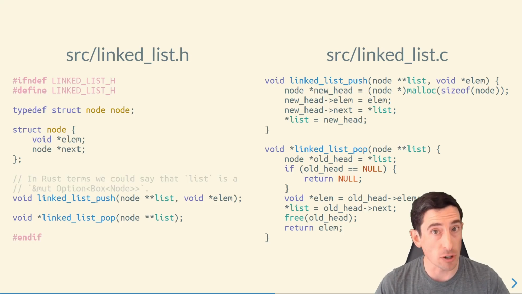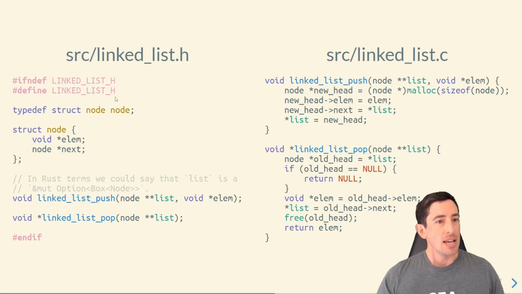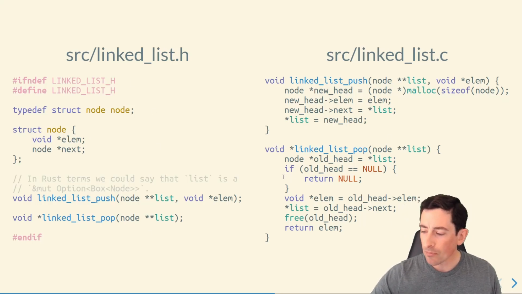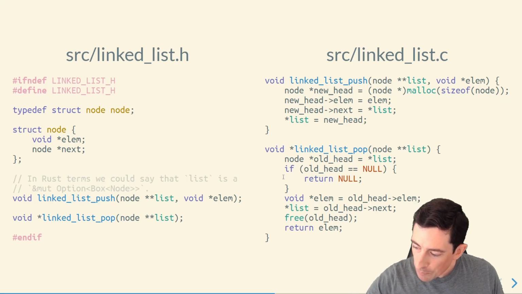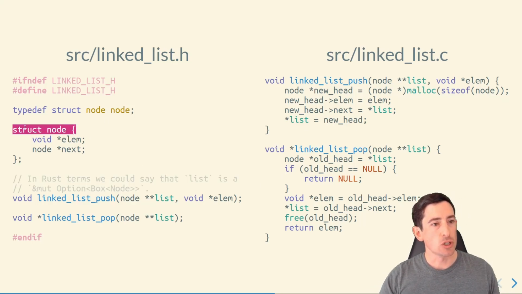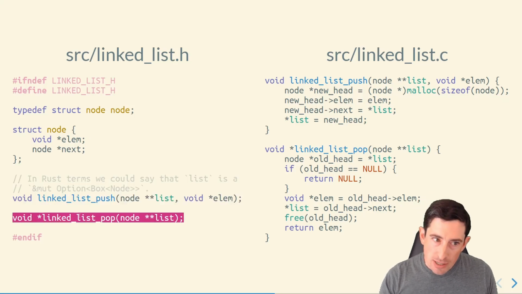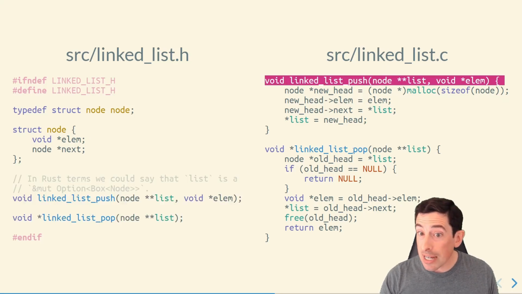Let's look at the C code first. So in this case, it's a little bit more complicated. I've got a header file and a source file. So this is normal in C. The structs have to be defined in the headers. And then these are declarations of the functions that we will define in the C file.